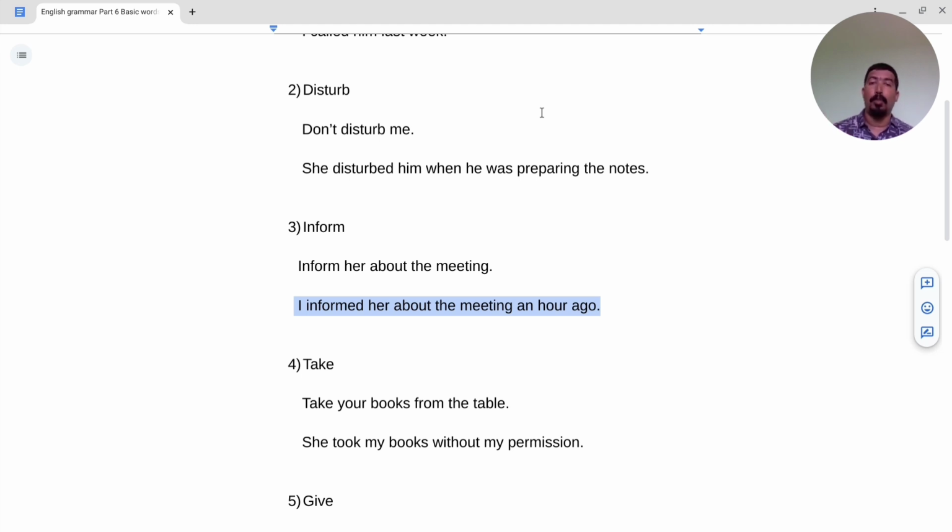Then I replied to my supervisor like this: I informed her about the meeting an hour ago, because I knew about the meeting yesterday itself. I did it. I already informed her. That is a completed action. Okay, that is the past form of the verb.